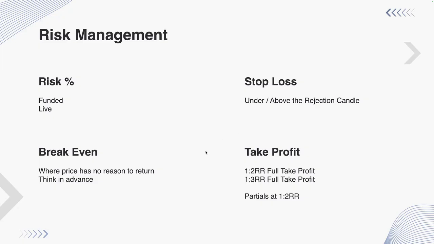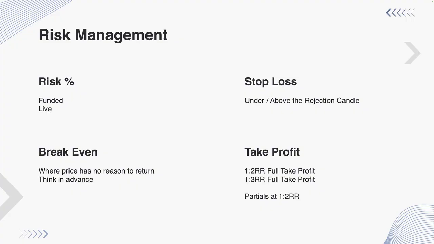Now break even is where price has no reason to return. Think in advance. You can go break even, and this is where the candle signs entries stand out, because you can go break even so much earlier than you can with an order flow entry, for example. So use that to your advantage as well.